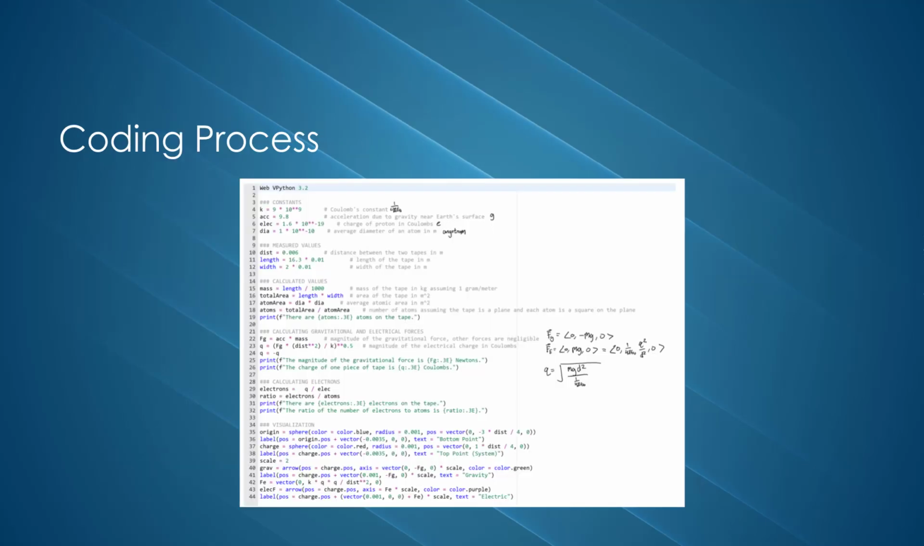Now for the coding process. We start by setting all of our constants, and then we do our inputted values we got from our experiment. We can calculate some basic values like the mass of the tape, assuming that we have 1 gram per meter. And then we'll calculate our gravitational force. We know that the magnitude of our gravitational and electric force must be equal since we have static equilibrium. So we can do some algebraic rearranging to get the formula for the charge of a single piece of tape. And then down at the very bottom, you can see our visualization steps.